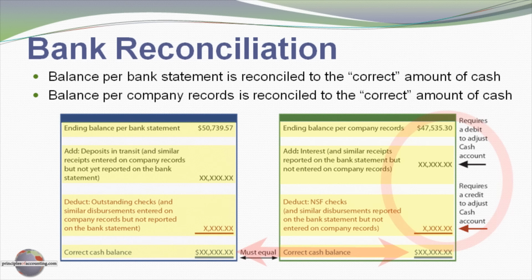Now, importantly, journal entries must be prepared for all items identified in the reconciliation of the ending balance per company records to the correct cash balance. We need to debit cash for things that suggest an increase in cash and credit items that suggest a decrease in cash to move us from the balance per the company records to the correct amount of cash. This is an important reason for doing a reconciliation.